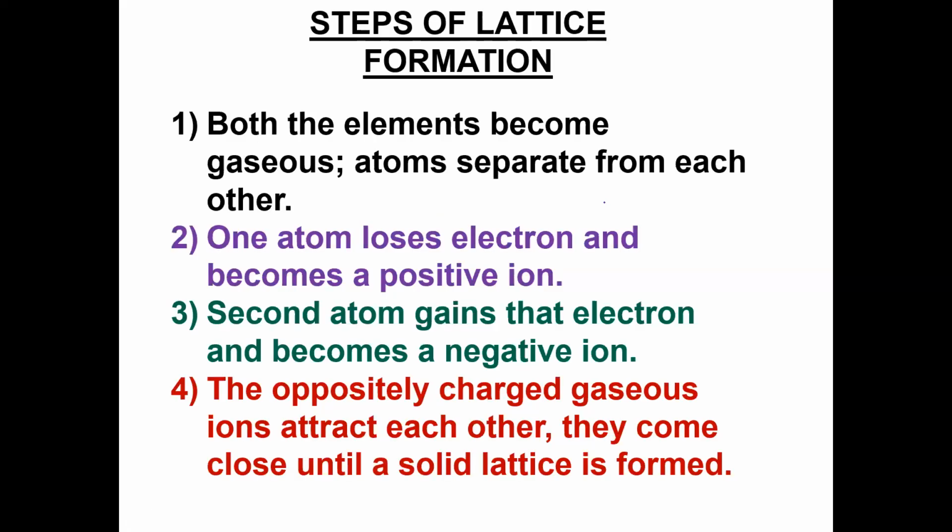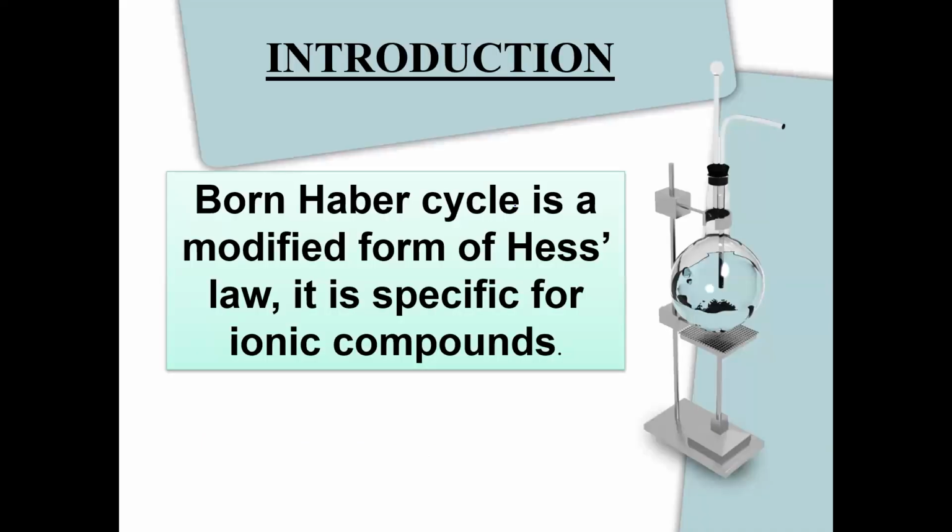Now, the first one means atomization. The second one means electron ionization enthalpy. Third one means electron affinity. Fourth one means lattice formation. Now these are the 4 stages. But let's do it in the next class because that will be a calculation part.